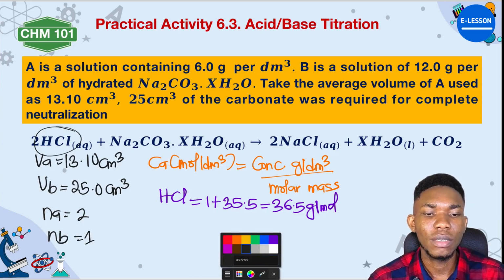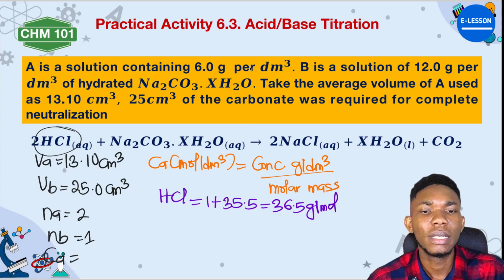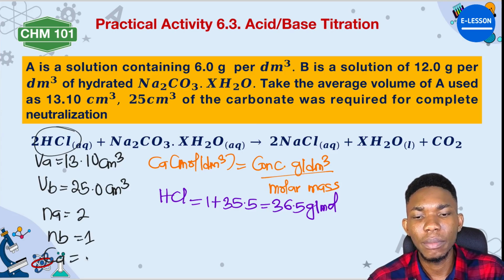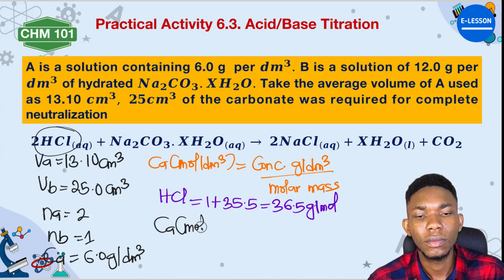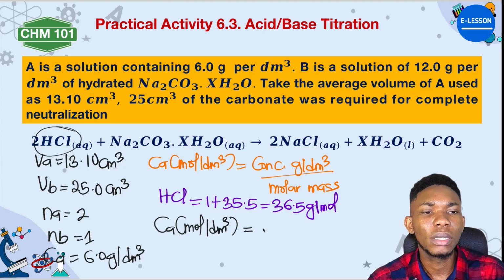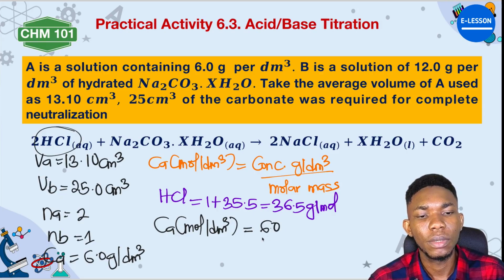Now, at the end of the day, my dear student, what are you going to have? The concentration in gram per dm cube was given. Our Ca in gram per dm cube, look at it. A is a solution containing 6.0 gram per dm cube. So 6.0 gram per dm cube. All right? So at the end of the day, concentration of A in mole per dm cube will be equal to 6.0 divided by 36.5.